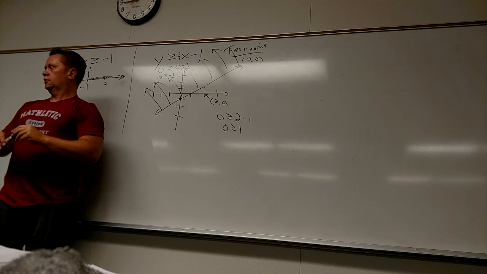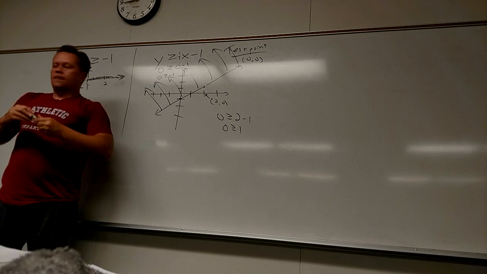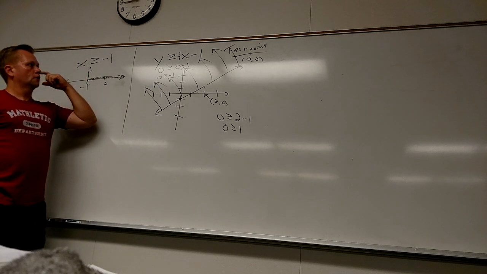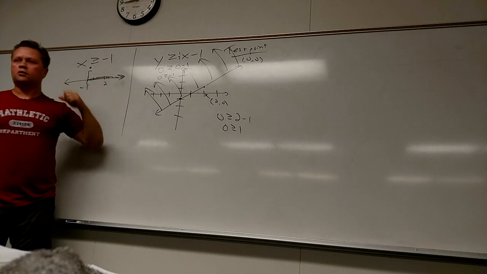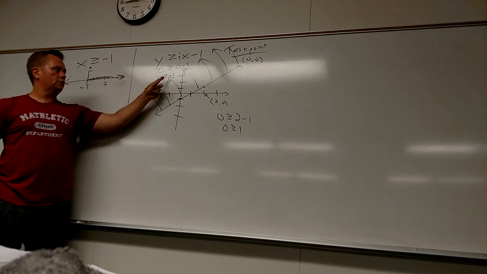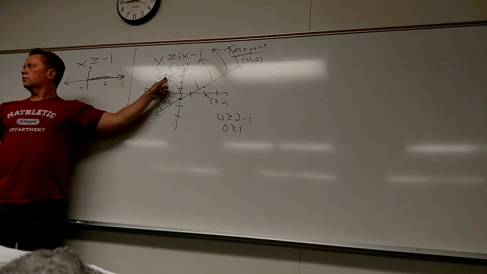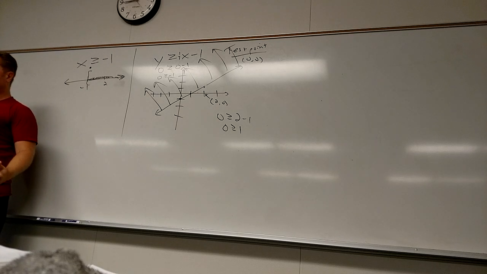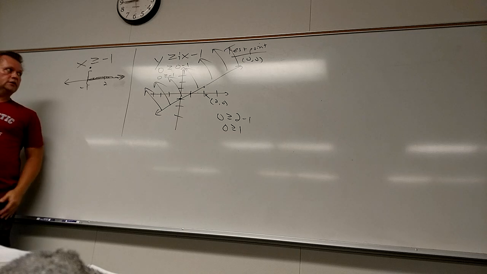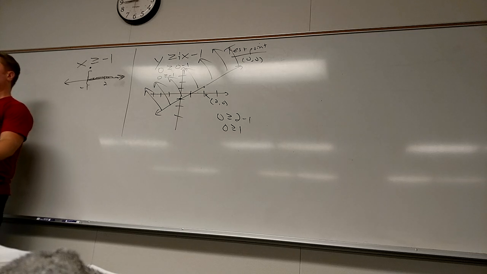Yes? The first one when you did 0 is greater than or equal to negative 1. Wouldn't it be wrong because it's not also equal? No, you don't have to be. Tell me what that symbol means. Greater than or equal. Or. You have to be greater than or equal. Okay, so 0 is greater than negative 1, so it's definitely greater or equal.